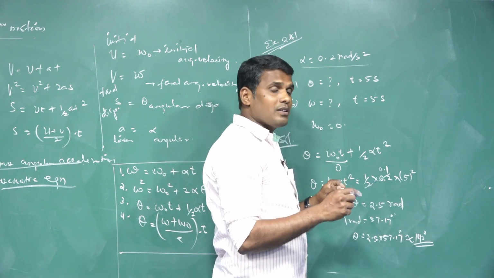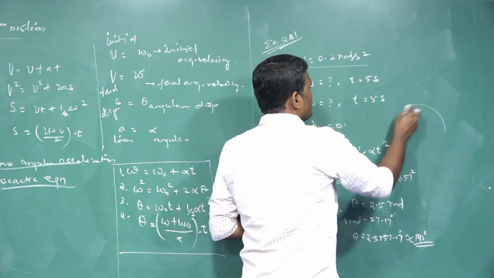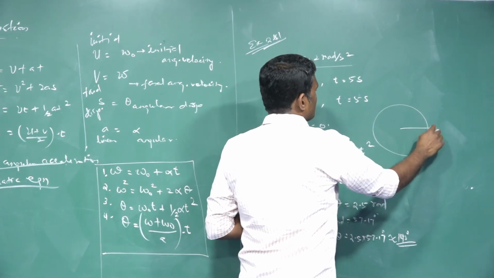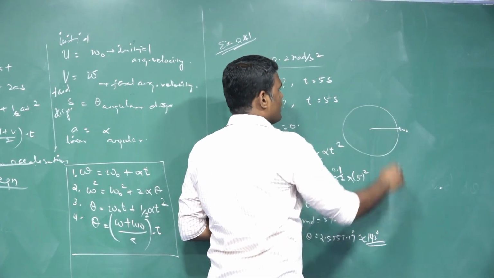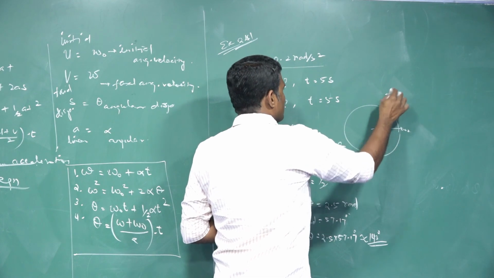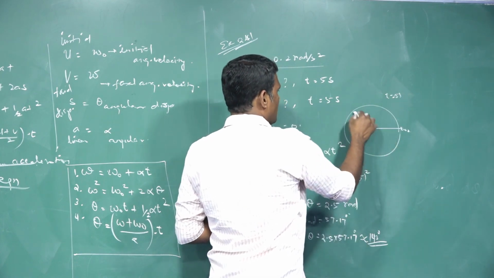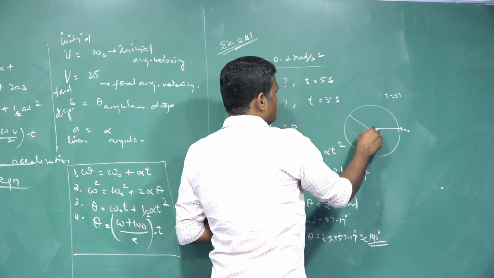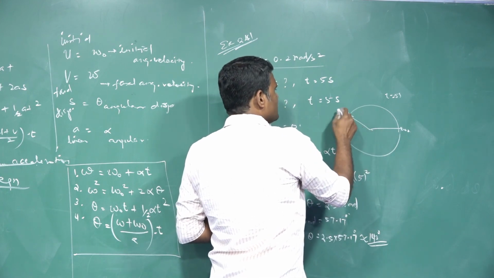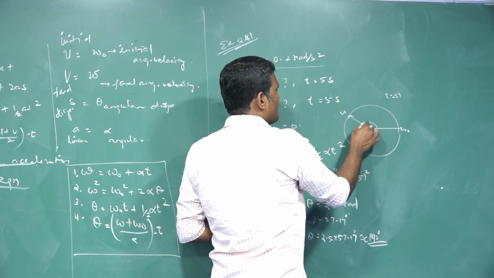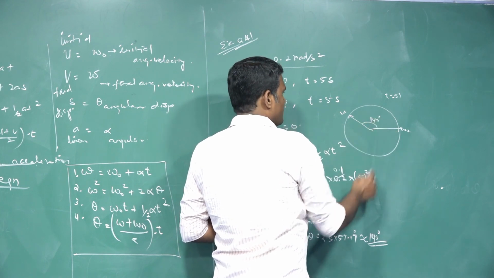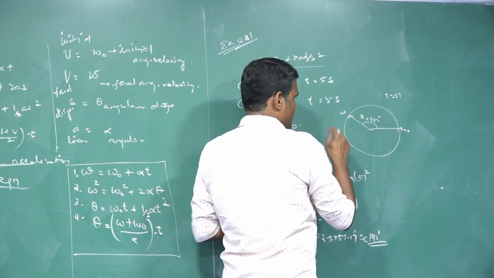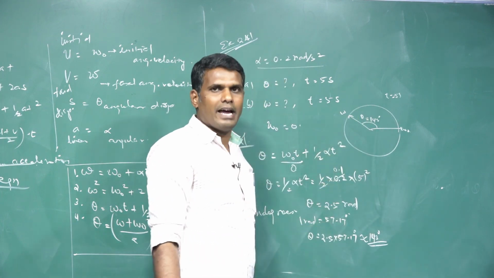So what is the meaning of this? If an object starts from here with the initial angular velocity omega naught, after a time interval of 5 seconds, the object will attain some other final velocity that we have to see. Here is the position where it attains the final velocity, and this is the angle made, 143 degree. This is the angular displacement theta. This is how we have to represent it in terms of diagram.